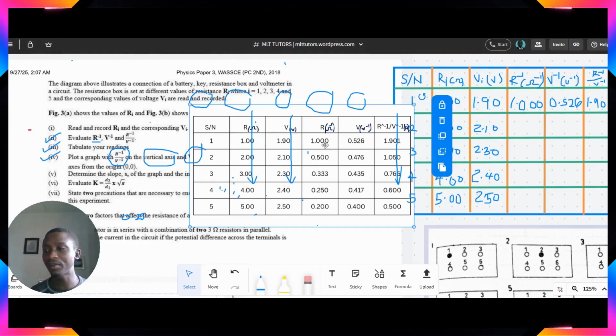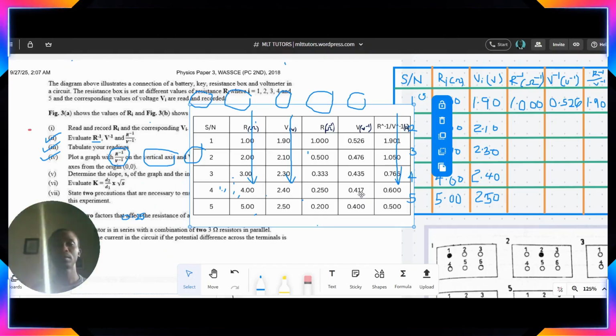Okay, I have the value now. I have the value on the table now, which is actually different from the value that I have over there. So let me pick that value of V inverse and put it back. Okay, I have that. So let me change that on the graph sheet.